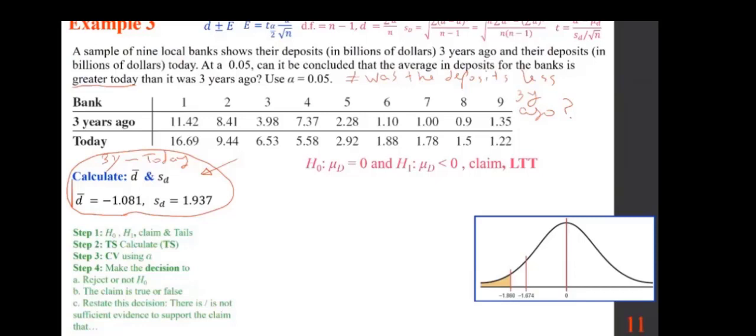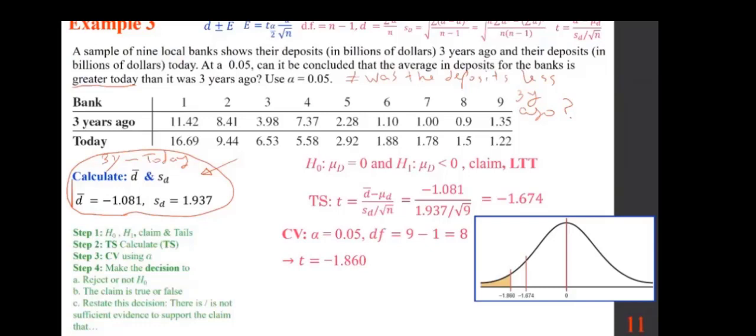Having said that, the next thing is to calculate the test statistic. You see the formula at top, you plug in, so we get negative 1.674. And the critical value comes from the choice of alpha, which is 0.05, and degrees of freedom is n minus 1, 9 minus 1, or 8.